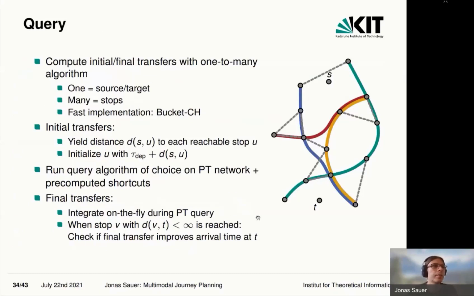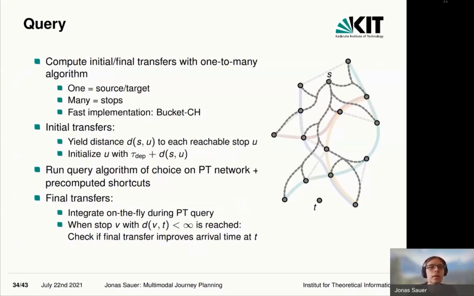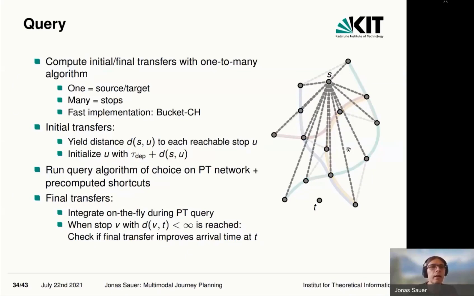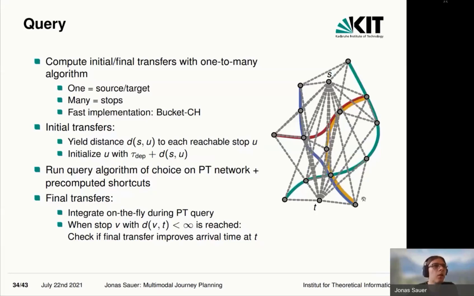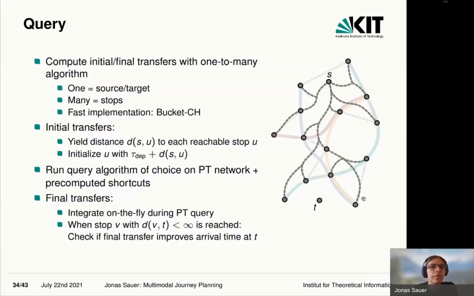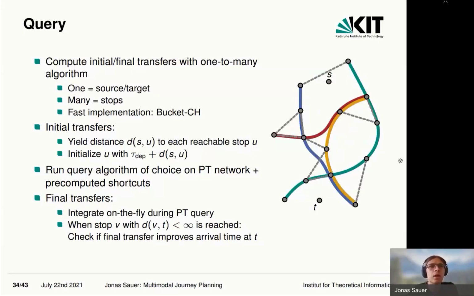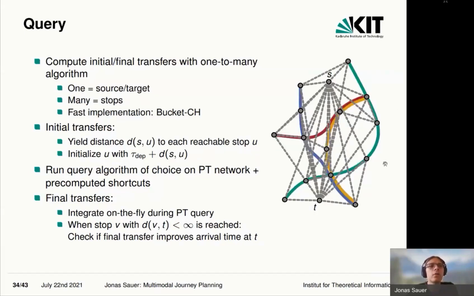And now the query algorithm, we compute the initial and final transfers with a one-to-many algorithm. I already talked about that earlier. So these are the initial transfers from S to all the stops. We can view them as a set of shortcut edges from S to all the stops. The same from all the stops to T. And now we have the pre-computed intermediate transfers, and now we add all of those together and route on this resulting network.